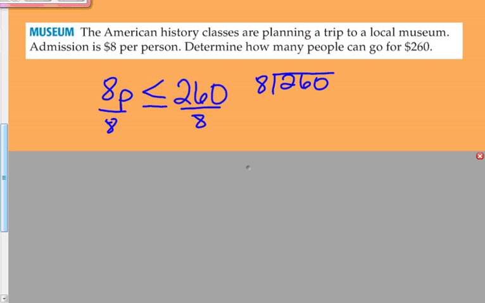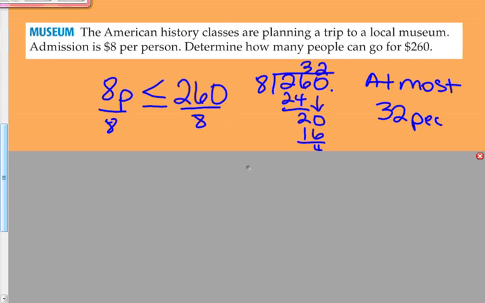8 will go into 26 3 times. That'd be a 24. We have 2 left. Bring down our 0. 8 goes into 20 2 times, and that would be 16. And then we've got a 4. And we could keep going at our decimal and get 32.5. But we can't have 32.5 people going to a museum. So the most we can have is at most 32 people. And that's our answer. And that's how that works. You can't have half a person. So we'll put that down.